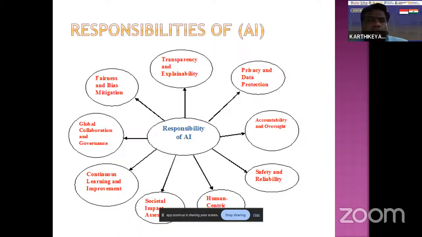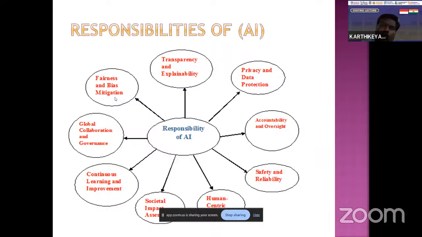First we explain fairness and bias mitigation. Fairness and bias mitigation is nothing but minimizing biases to ensure fairness across diverse populations. This involves identifying and addressing biases in training data, algorithms, and decision making processes to prevent discrimination and promote equal treatment.